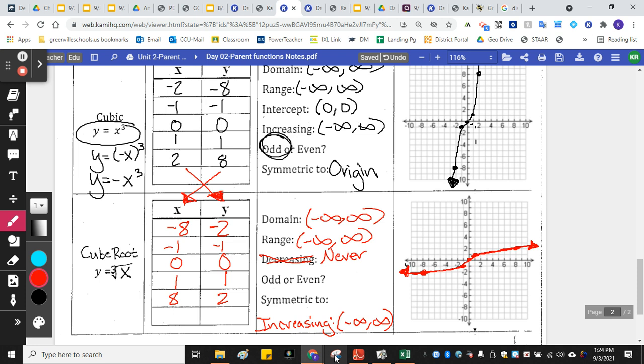Say it one more time. But it's a lot. I know. Trick question. Is it even or odd? Odd. If I plug in a negative x, the cube root of a negative number is a negative cube root. So it is the complete opposite. So it's odd. And this is symmetric to the origin.